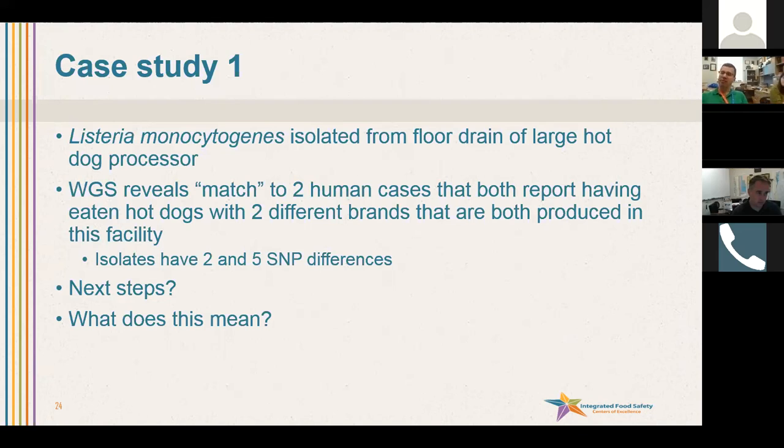Anyone else? David, what would you instruct your people to do in there? What would you do if you go into that facility? So basically, similar to what Andy said, but we would definitely want them to do an environmental assessment at the facility. And one thing that jumps to mind is, the 2 human cases ate hot dogs of 2 different brands, both produced in this facility. I'm wondering if they were produced in different years, for example from 1998 to 2008.